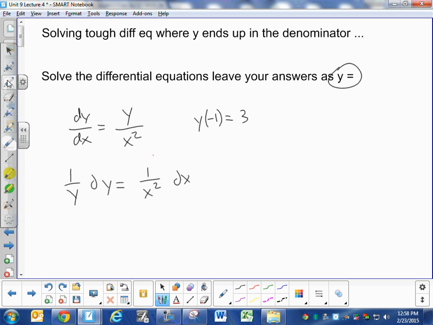Now we're ready for step 2, which is to take the antiderivative of both sides. Everybody go ahead and do that. Then pause, because a lot of you are going to make the mistake that I know you're going to make.